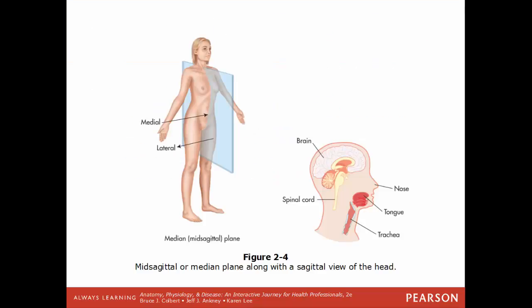Here's how that would look. The median plane going right through the middle of the body, where you have an equal right and left half of the body. Going toward that midline would be medial, and going away from the midline would be lateral.